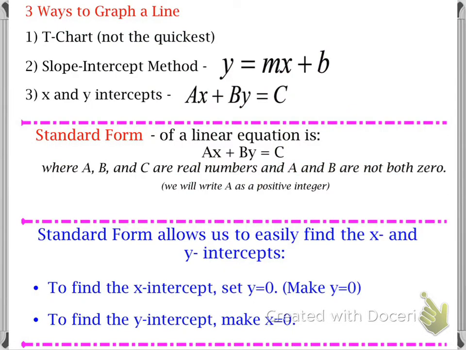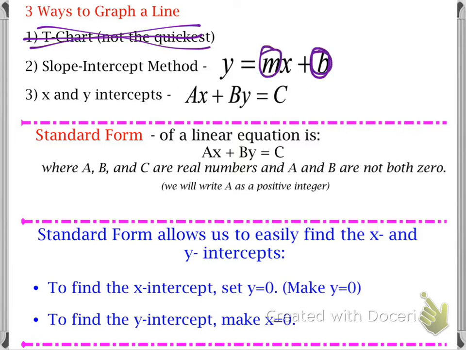So here's kind of a summary going into this. There's 3 ways to graph a line. The t-chart is not the quickest. We only use that when we're not familiar with the functions, but we should be familiar with these. Slope-intercept method, we begin with the y-intercept, and the m tells us how to move.